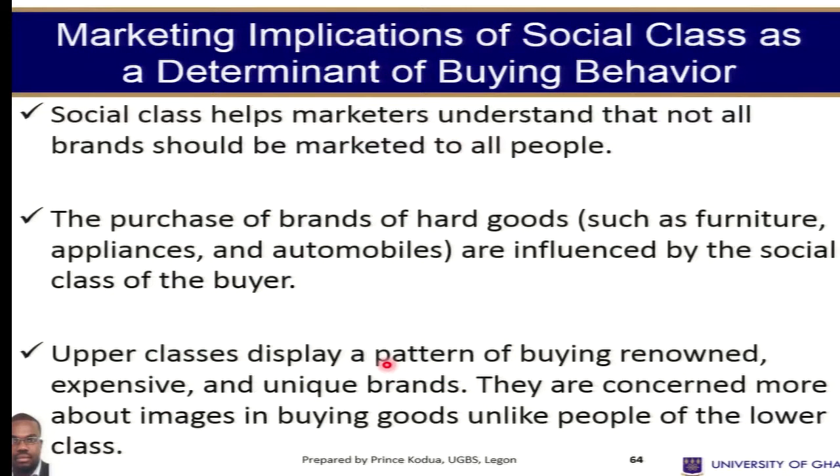In other words, we don't have to market all brands to all people. The purchase of brands of hard goods such as furniture, appliances, and automobiles are influenced by the social class of the buyer. The upper class usually would display a pattern of buying renowned, expensive, and unique brands because image is of importance to them, unlike people in the lower classes who are concerned with bread and butter matters.